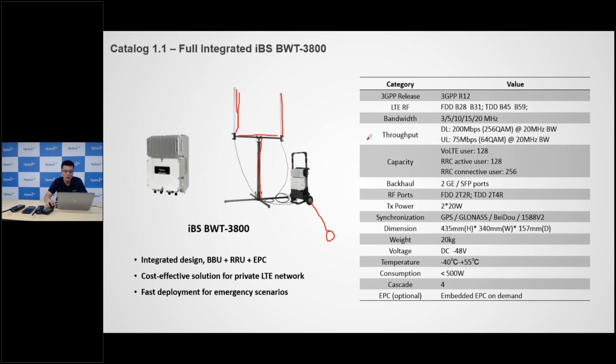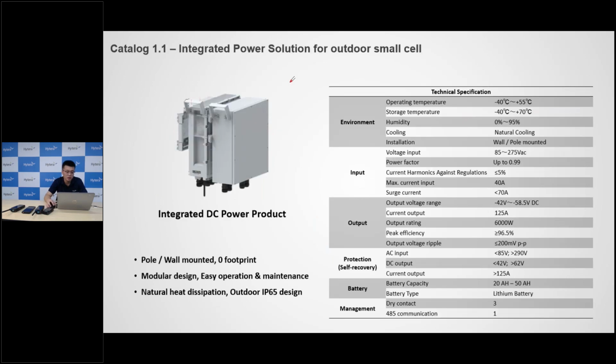For the radio spectrum, this IBS basically supports band 28 (700 MHz), band 31 (450 MHz), and 1.4 and 1.8 gigahertz. This one is the power supply module for the small cells, nothing special.